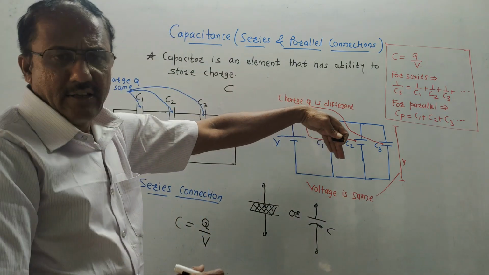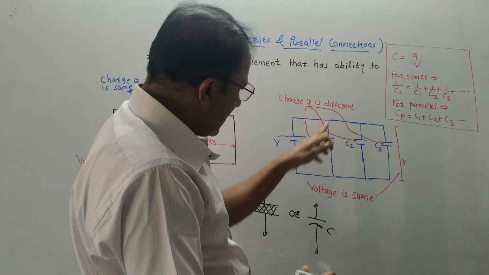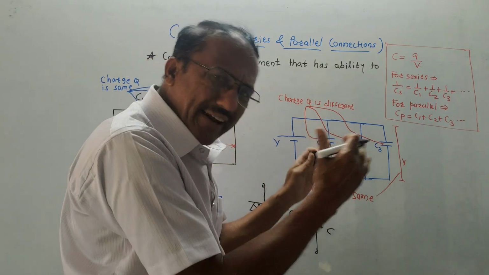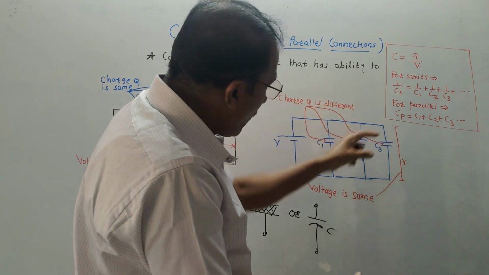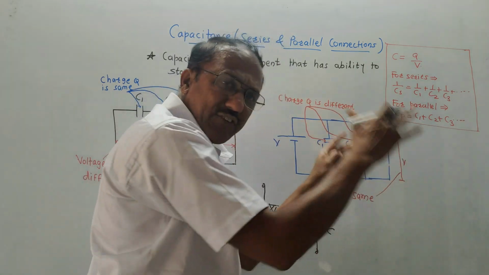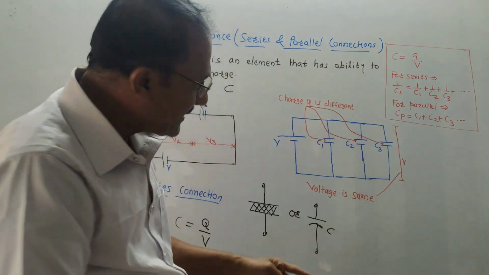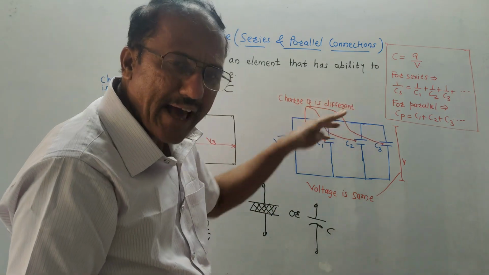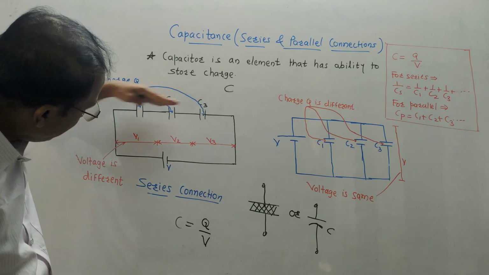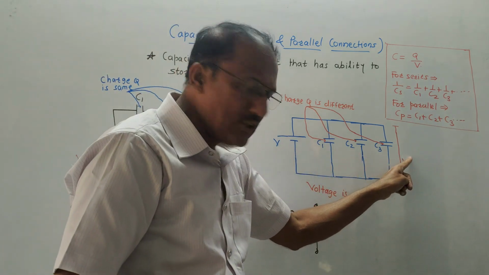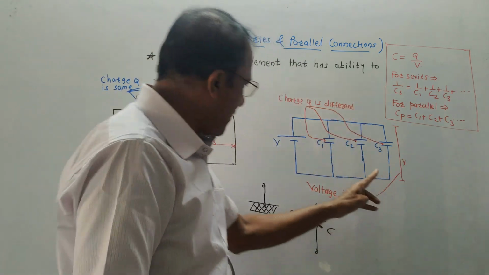On the contrary, look at this diagram. This is the diagram for parallel connections. I have considered three capacitors, C1, C2, C3, which are connected in three different lines, three different wires. This is known as parallel connection. There are different wires, so this is known as parallel connection.